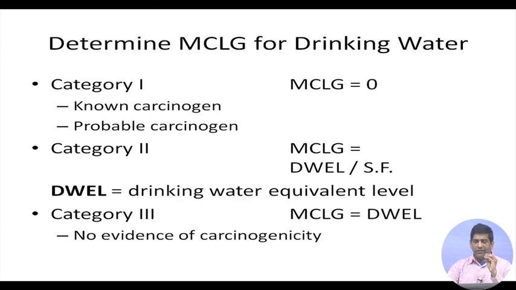So again, if you look at this in terms of calculation, I will go over this one more time to make it clearer. We have three categories of pollutants. Category 1 is a known carcinogen or probable carcinogen, for which we don't want any of these to be present in water. Category 2 is where some sort of impact is there, but they are not carcinogens. So there we take the drinking water equivalent level and then divide it by the slope factor. Slope factor is essentially your risk factor, your factor of safety. Then category 3, where there is no evidence of any carcinogenicity, the goal is equal to the drinking water equivalent level. So we are at that particular level.